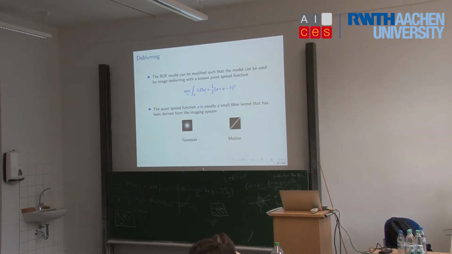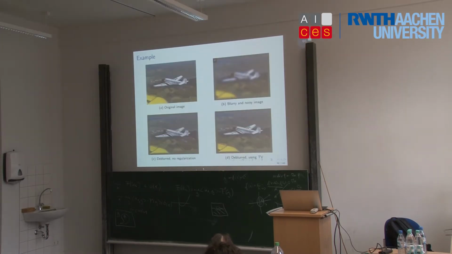Image deblurring. The ROF model can also be modified such that it can be used for image deblurring. This relates to the fact that we have a linear operator in our data fidelity term. Here the linear operator is just a convolution with a Gaussian blur kernel or with a motion blur kernel. So if, while you took the image, you moved the camera, then you get this kind of motion blur kernel, and then you try to find an image U that again has low total variation, and when you blur the image, it should give you the original blurry image. And this works quite well, as you see.